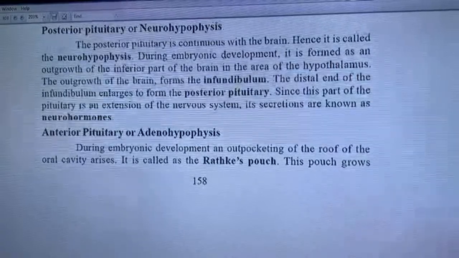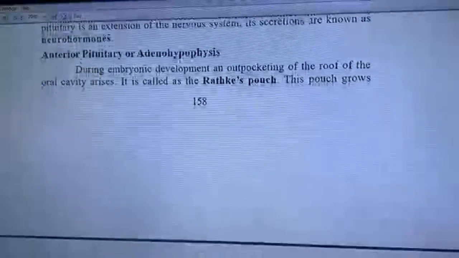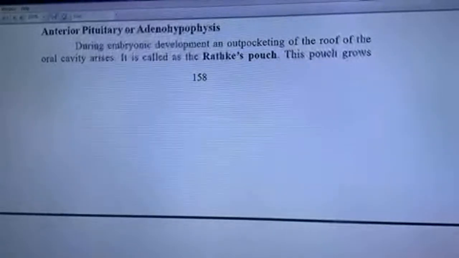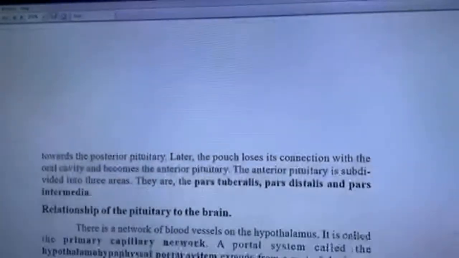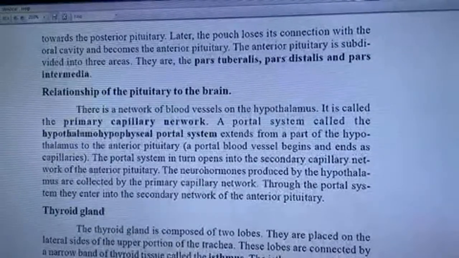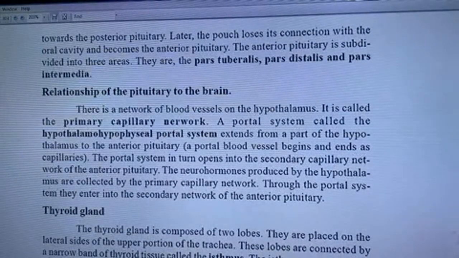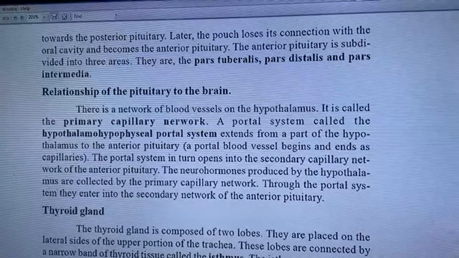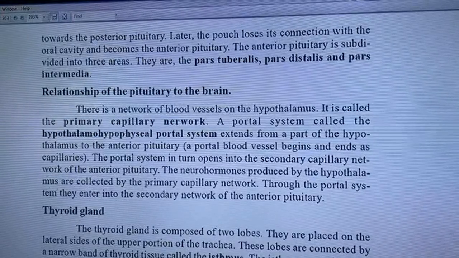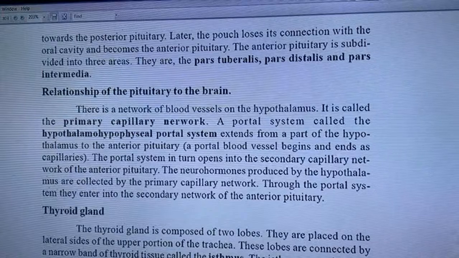Anterior pituitary. During embryonic development, an outpocketing of the roof of the oral cavity arises. It is called Rathke's pouch. This pouch grows towards the posterior pituitary. Later, the pouch loses its connection with the oral cavity and becomes the anterior pituitary. The anterior pituitary is subdivided into three areas. They are the pars tuberalis, pars distalis, and pars intermedia.